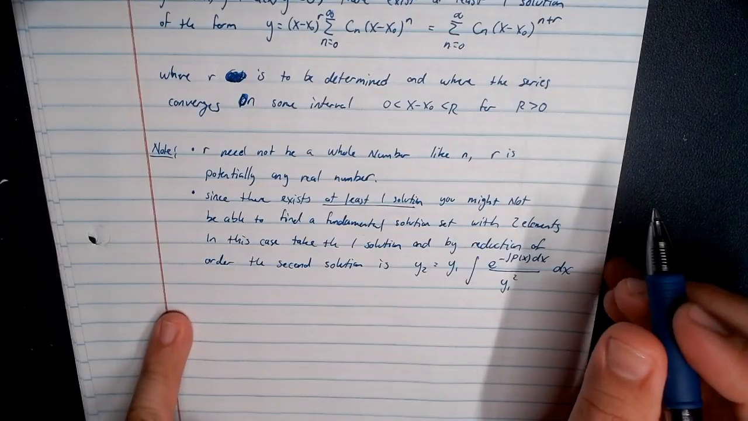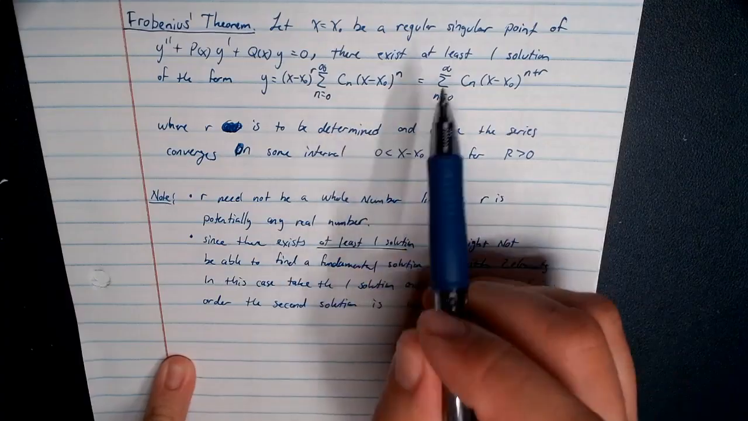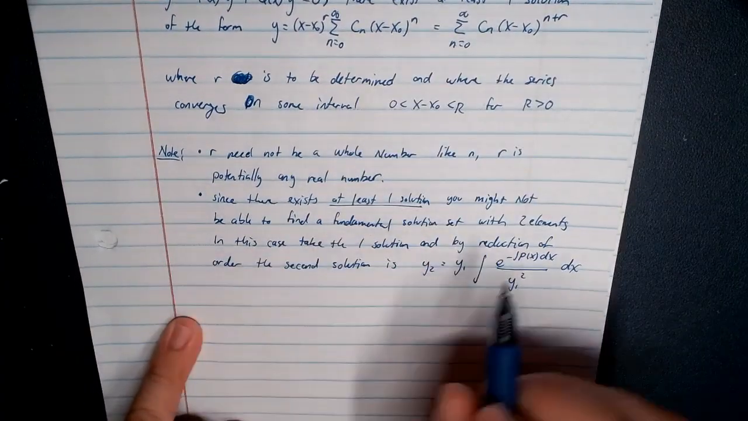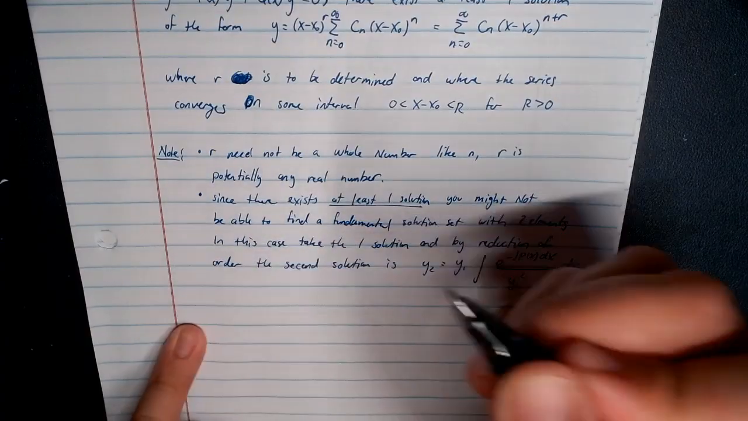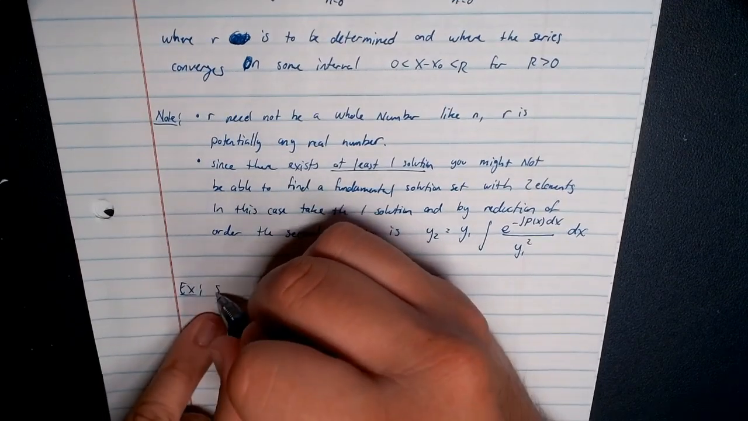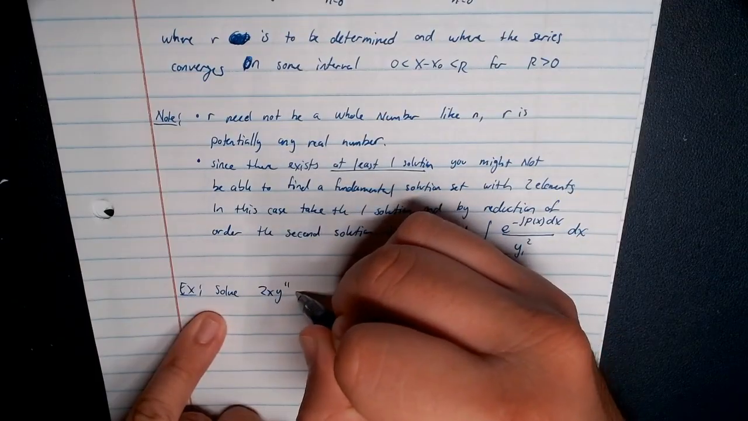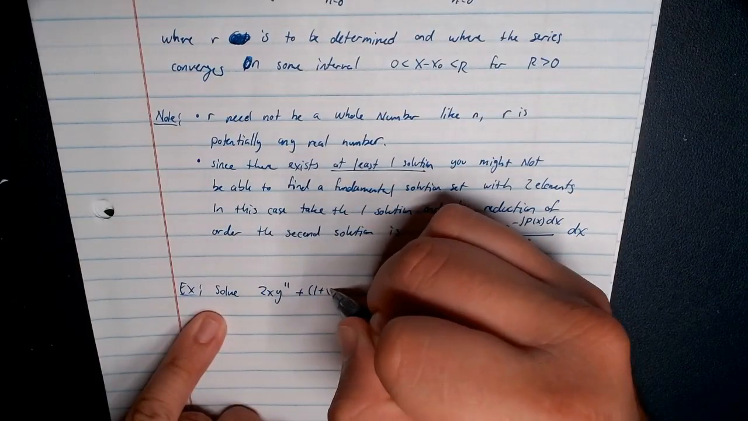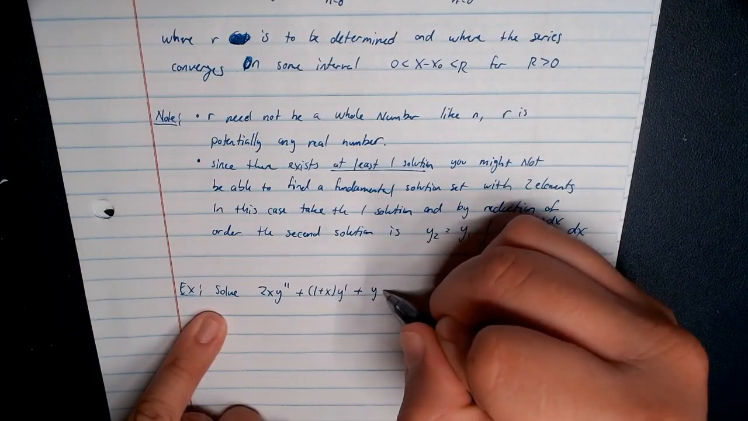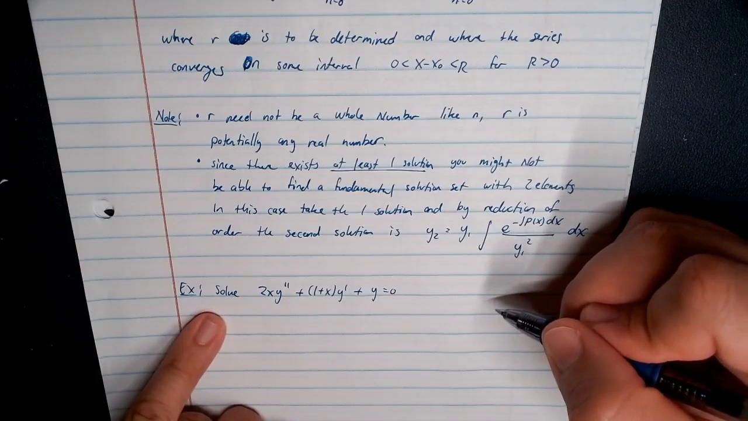And this one, I went through a few different examples to find one that works nicely. That is to say, it gives you the two solutions the way you would want them to, and we don't have to go through any of this. So for example, let's go ahead and solve 2xy double prime plus the sum of 1 and x times y prime plus y equals 0, with a series solution about the regular singular point 0.